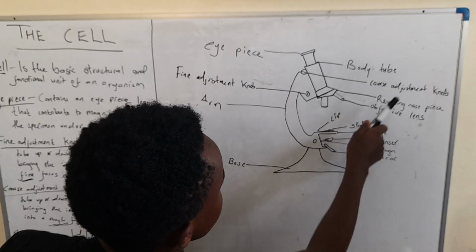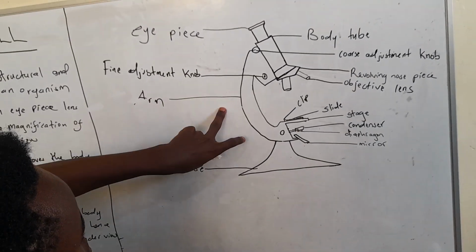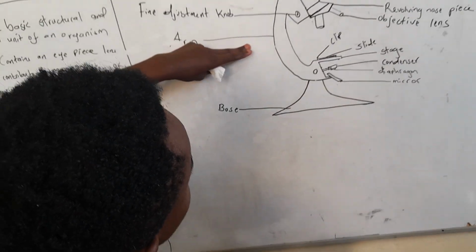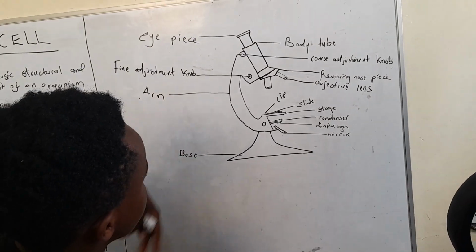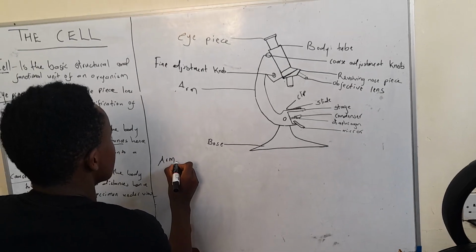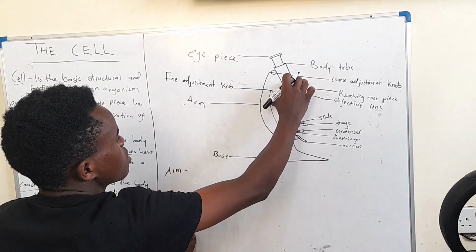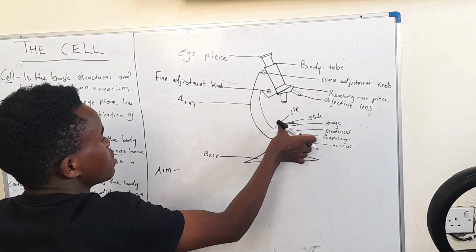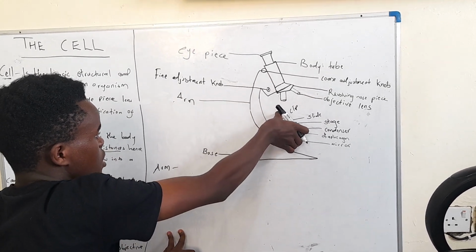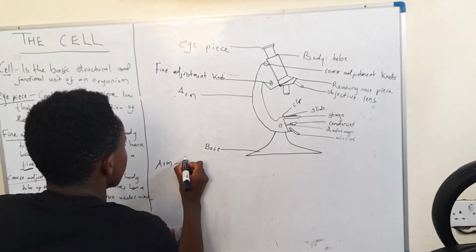So we are here at the revolving nosepiece. Now we go to the arm. What's the function of the arm? This is the arm of the microscope. It holds the body tube and the stage. This is the stage here, and the body tube.